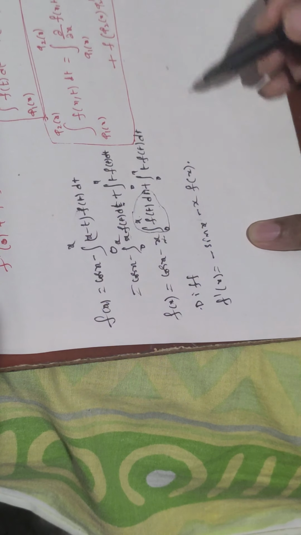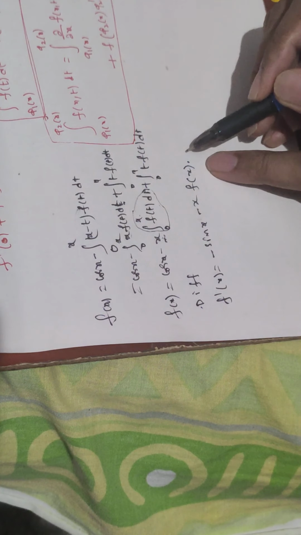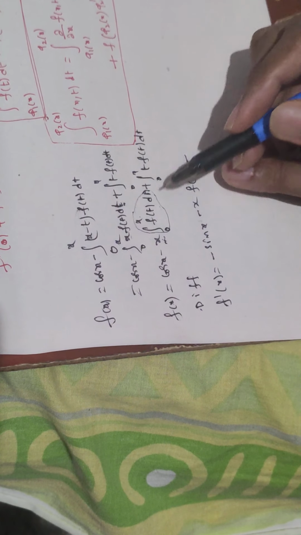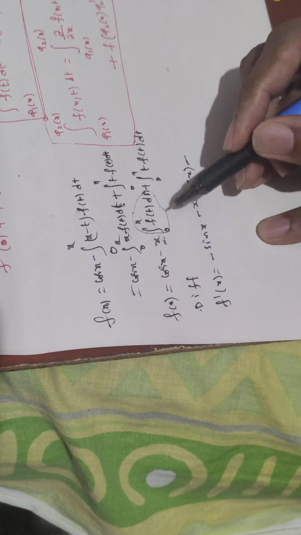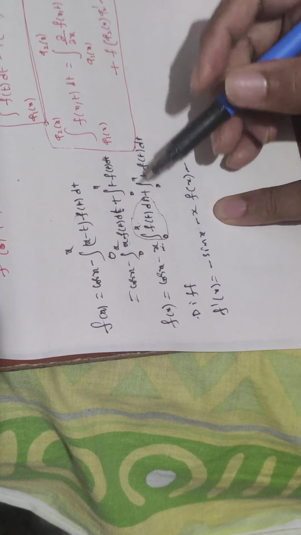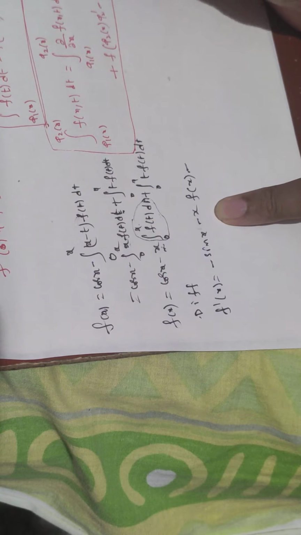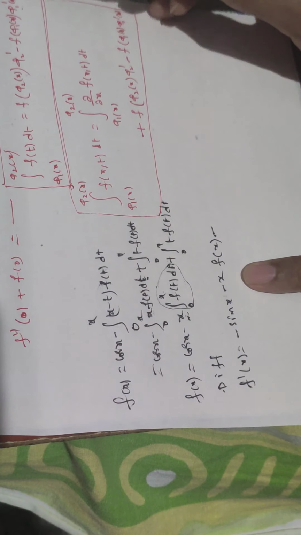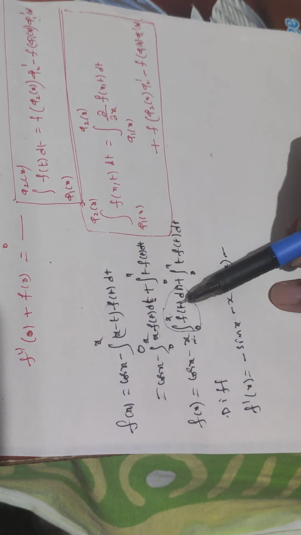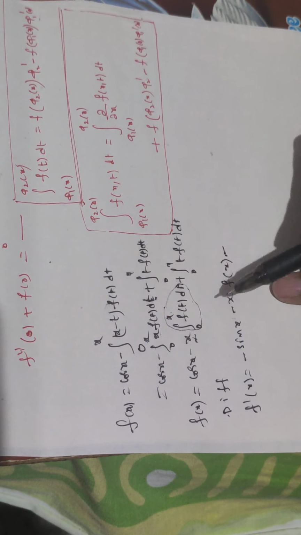Derivative of x is 1, plus... actually here we will get plus, but minus is there, that's why minus second function into, here for the lower limit what is the value? 0, because the lower limit is already constant. When we differentiate that constant, the second term becomes 0. So the second term becomes 0. That's why when substituting 0, we'll get 0.